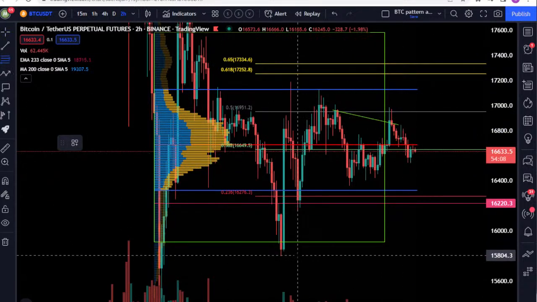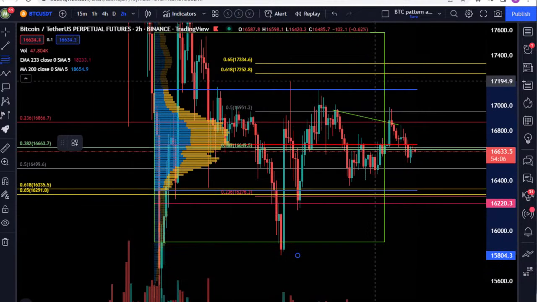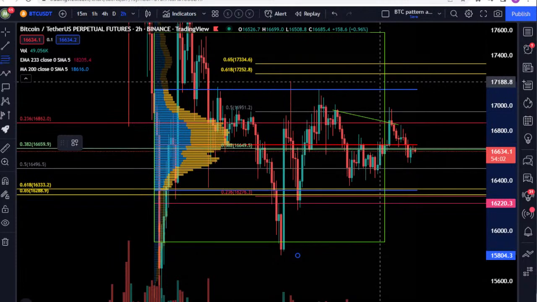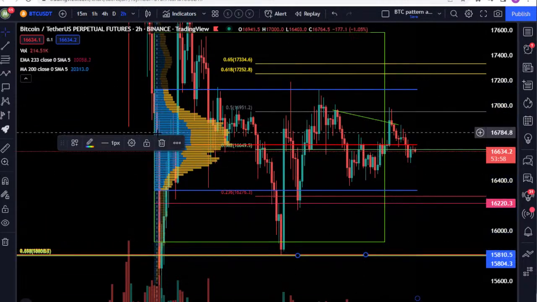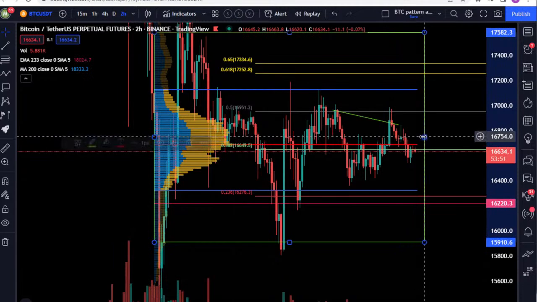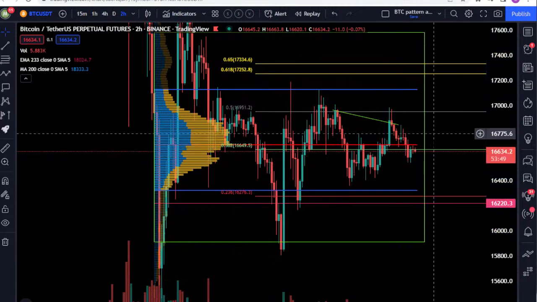let's look from the low to the high. Close to the 0.5 fib, but not there yet. About below the 0.382, close to the 0.5 fib. We are still in this macro box that I had forever.